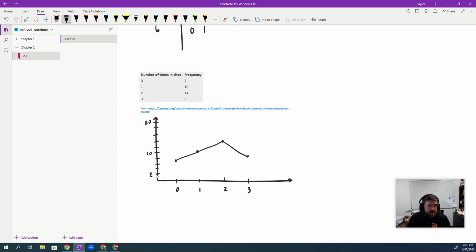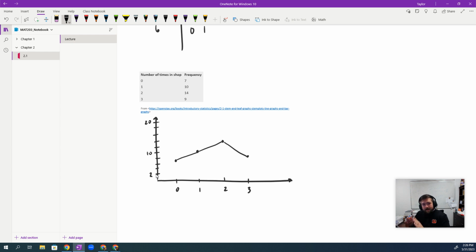So the reason that we're connecting, even though your car can't be in the shop 2.5 times, really, right? Remember, this is an example of discrete data. It's either in the shop and that's a time, or it wasn't in the shop, right? There's no half of a time or a quarter of the time in the shop. But the reason that we add the lines is to help us visualize the trend, right? What's going on? This is one of the few times where you do actually connect the dots. When you get to correlation, you do not connect the dots.